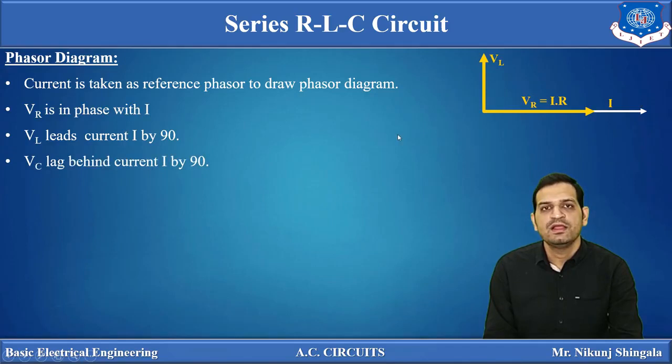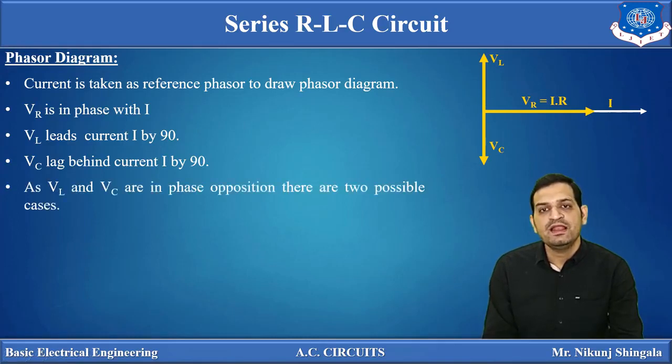The third one is VC, the potential difference across the capacitor. We know that for a purely capacitive circuit, current leads the voltage by 90 degrees, or we can say voltage lags behind the current by 90 degrees. So as phasors are drawn in the anti-clockwise direction, VC will be in the downward direction. So this angle is 90 degrees. If we travel in the anti-clockwise direction, we can see I is leading VC by 90 degrees, and I is lagging VL by 90 degrees. So this is how we draw the phasor diagram for a series RLC circuit.